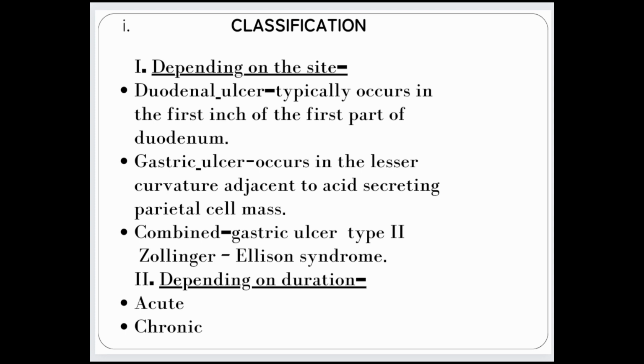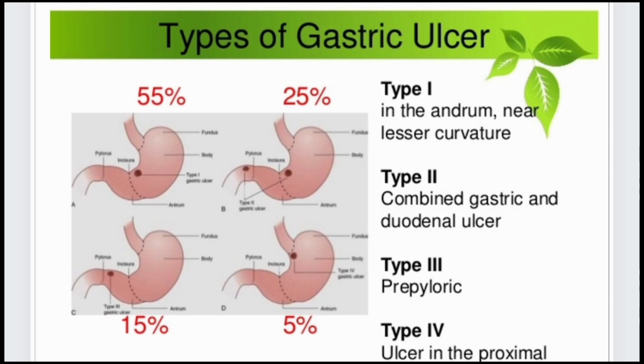Second, depending upon the duration, we have acute and chronic. Acute is recent; chronic is happening for a very long time. So these are the types of ulcer.